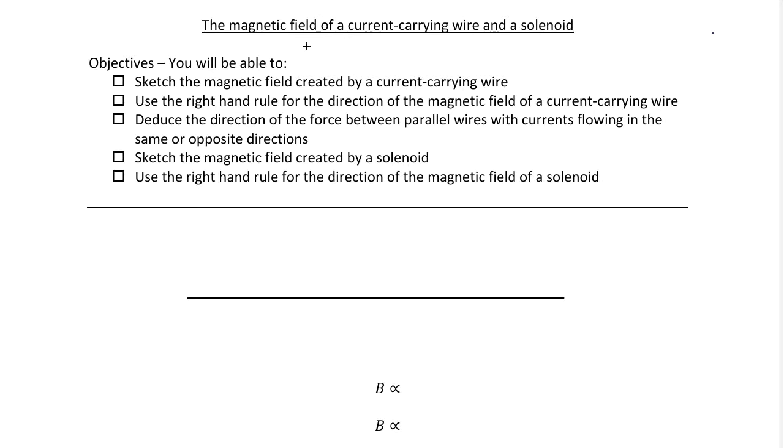In this lesson, we'll look at the magnetic field of a current-carrying wire and then at the magnetic field of a solenoid, or a coil of wire. And here are your objectives.